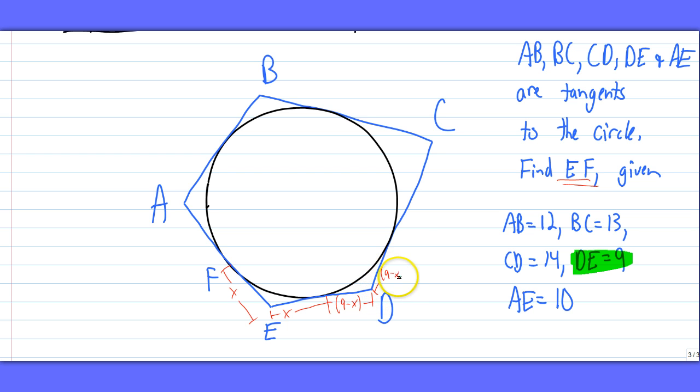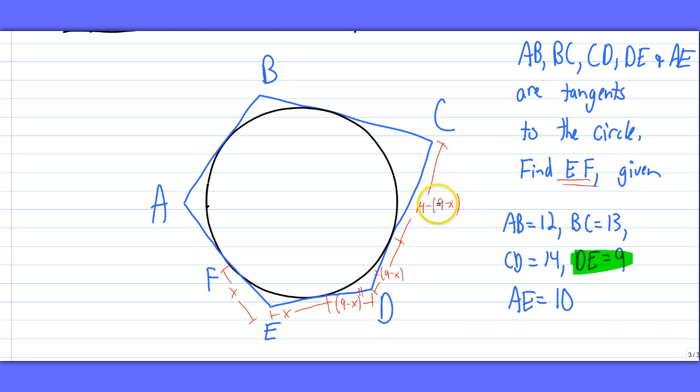This length also has to be 9 minus X because it's congruent to the other tangent length. The length of segment DC is 14, which means that this next length is 14 minus the quantity 9 minus X. So then, if we added these two segments together, that length would come out to 14, which it's supposed to be for the length of segment CD.